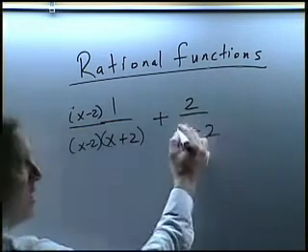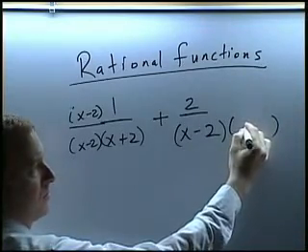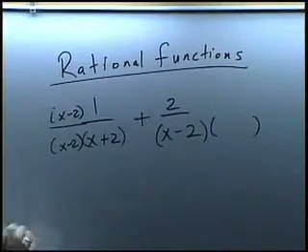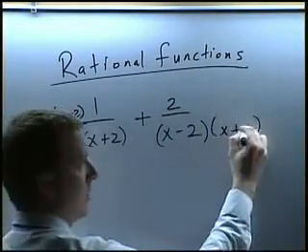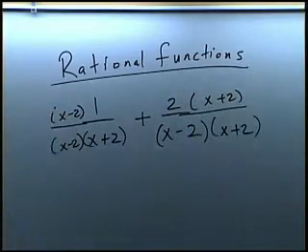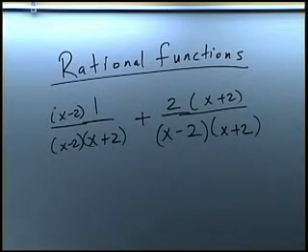All right? Over here, I need to multiply by what? What's the missing piece of the denominator over here? The x plus 2 term, sure. And likewise up here in the numerator. The reason that we do this is that now both terms have the same denominator, so we can join them together as just one simple fraction.